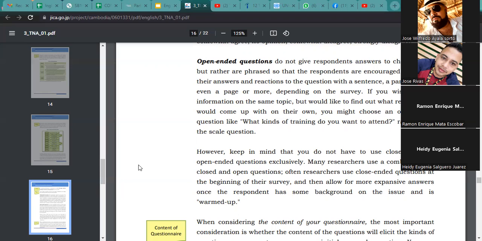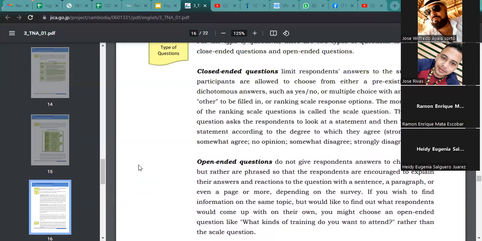Okay. What did you get from this part? That depending on what you want to know, you choose the kind of questions. If you need specific information, you might use yes or no questions. But if you need to go deeply into the need, maybe you can use open-ended questions.